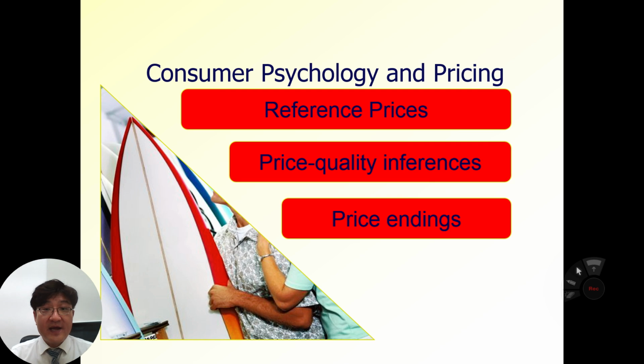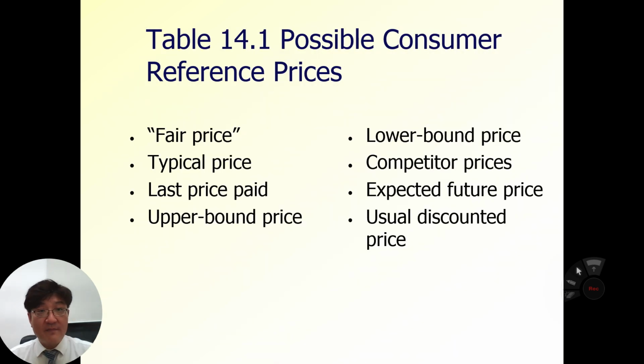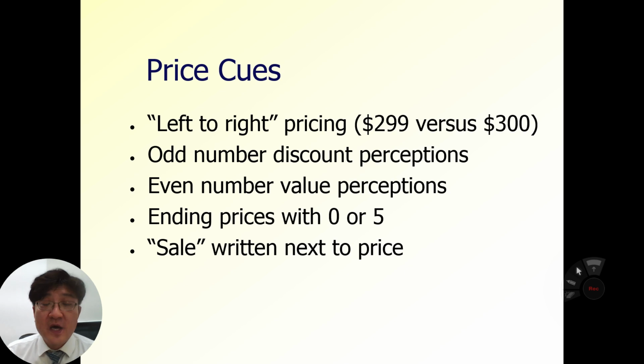All right. And price ending and price cue, I'm going to combine this one with this example. There is so-called left to right pricing, 299 versus 300. Say $299. Actually, the textbook used this one as a LASIK surgery. I didn't know that LASIK surgery is this cheap. I thought it was way more expensive than this, right? But anyway, say 299 for LASIK surgery on your eye. 300, 299.